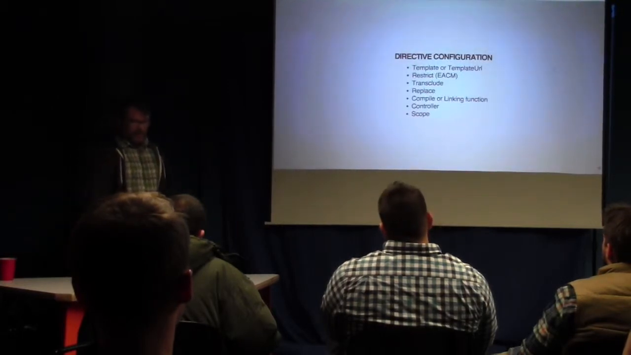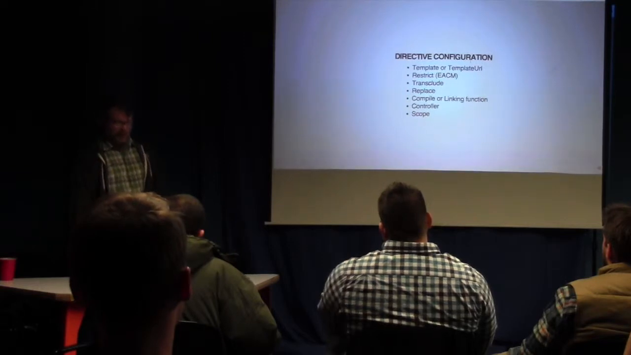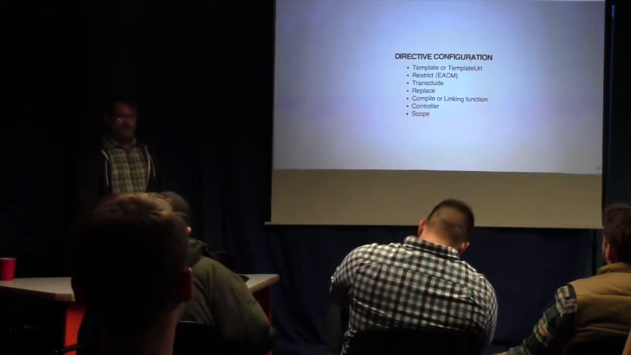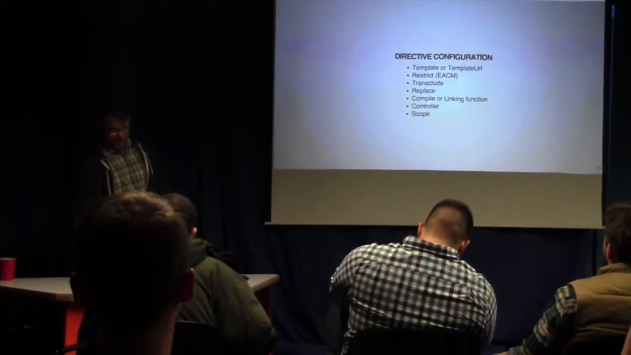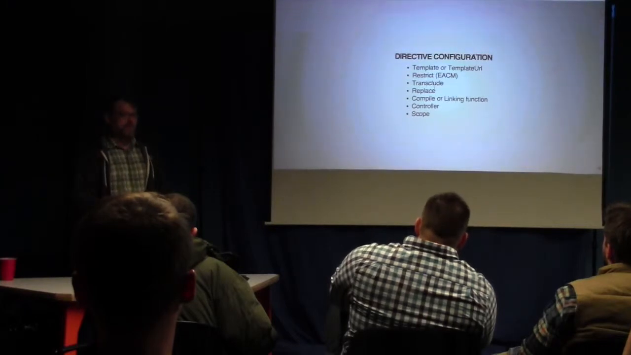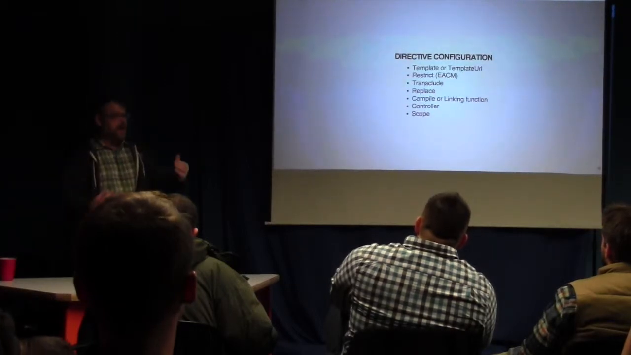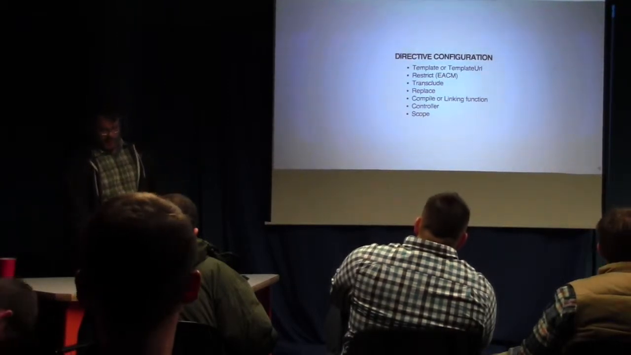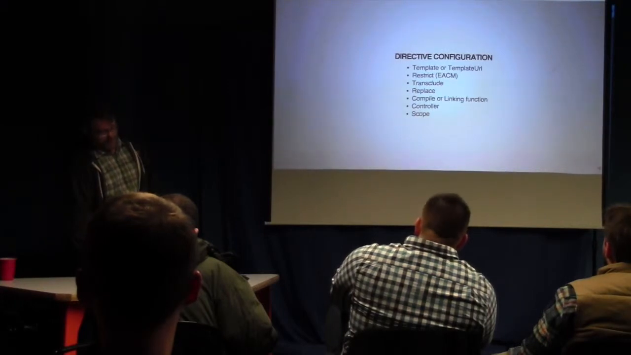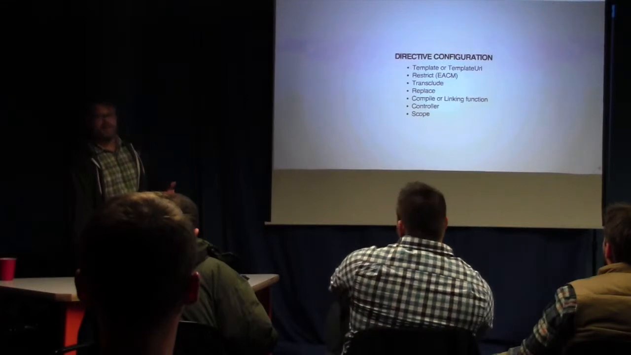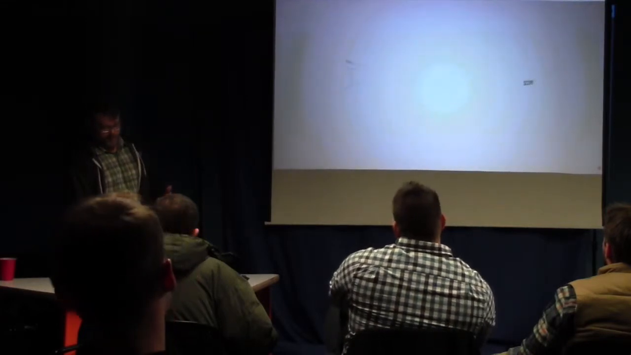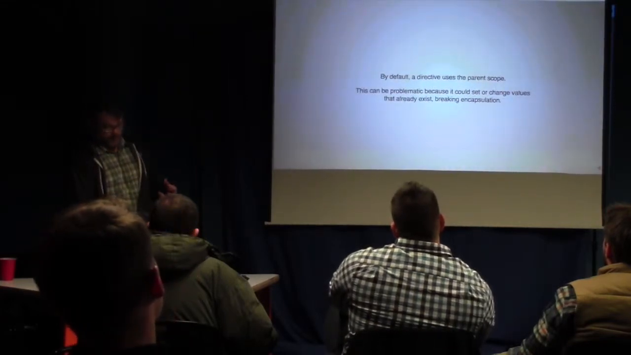In your configuration, you can include a template, and you can restrict it to elements or attributes, like we just spoke about. There's transclusion. They made up their own vocabulary for including pieces of DOM, because that's pretty awesome about Google. You can replace the DOM element that you put it in, or you can just have it append to it. There's a compile and linking function, controller, and scope. All of those can go on your directive. But today, all we're going to talk about really is scope.